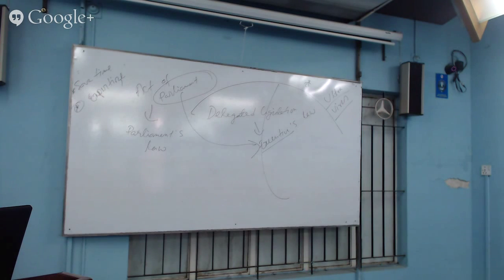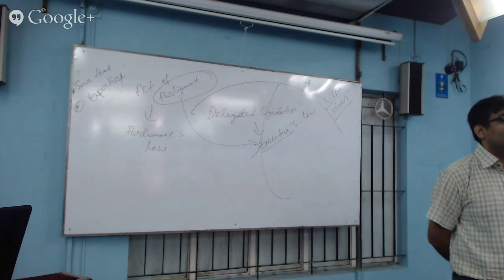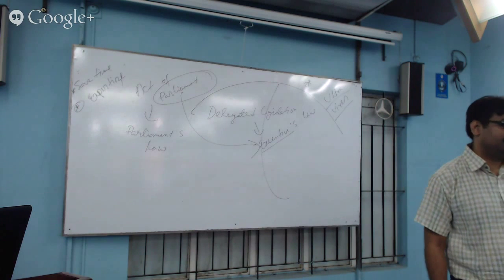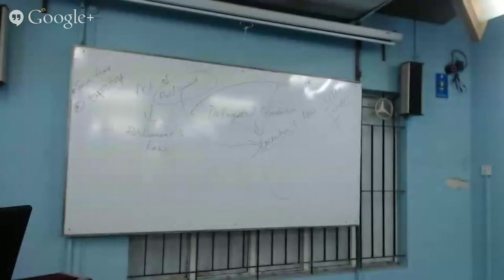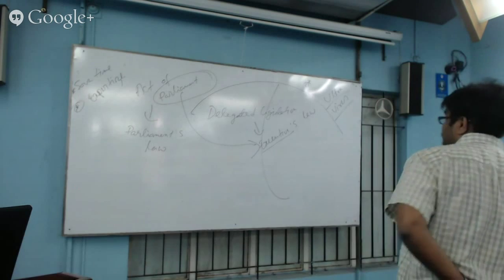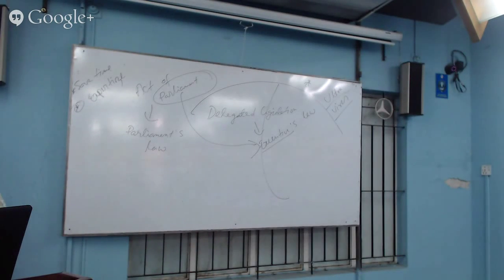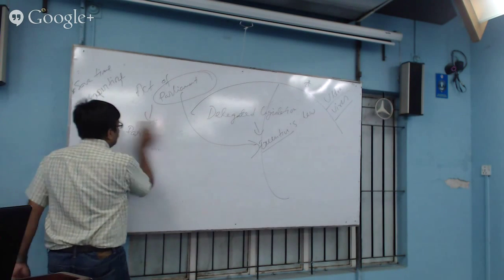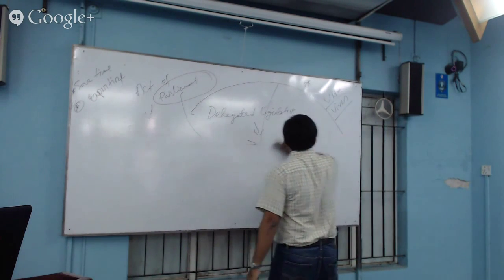Right. Question number 6. What is stare decisis? Stare decisis is a Latin form. What is stare decisis? We have done it. Tell me. Previous decisions must be followed. Stare decisis is the Latin form of what?